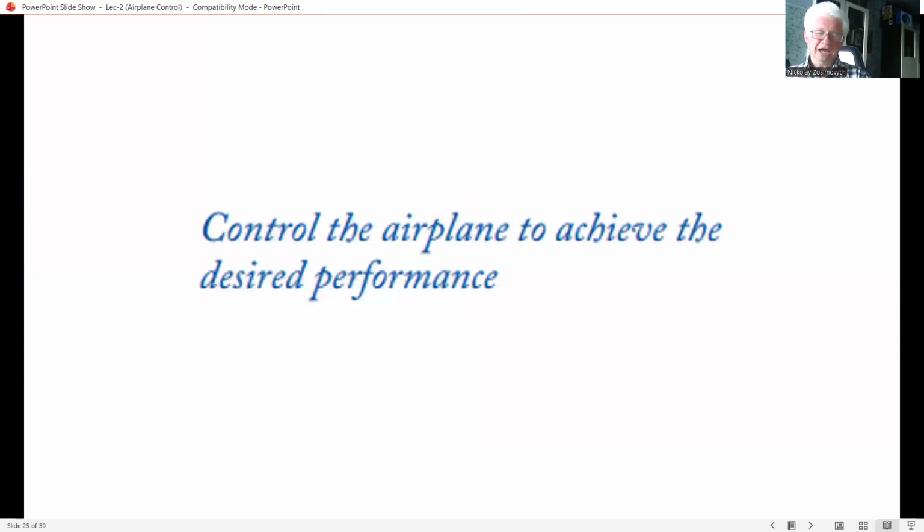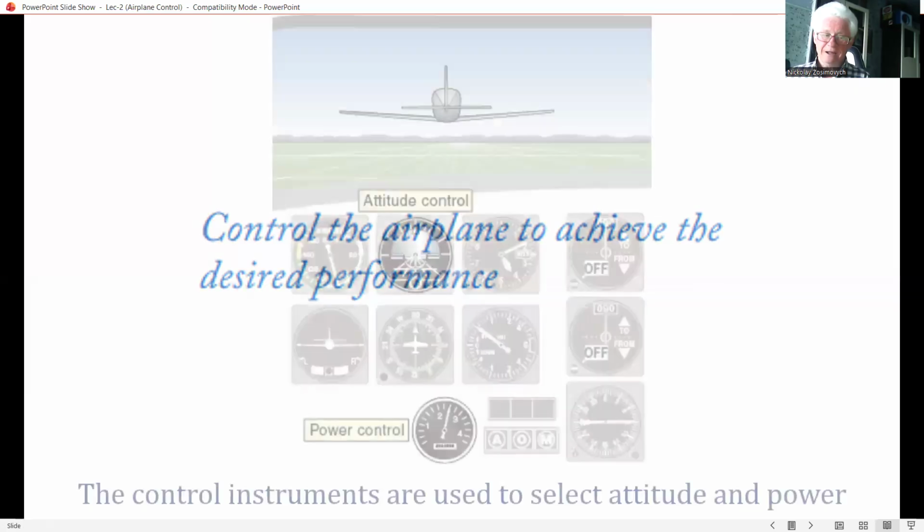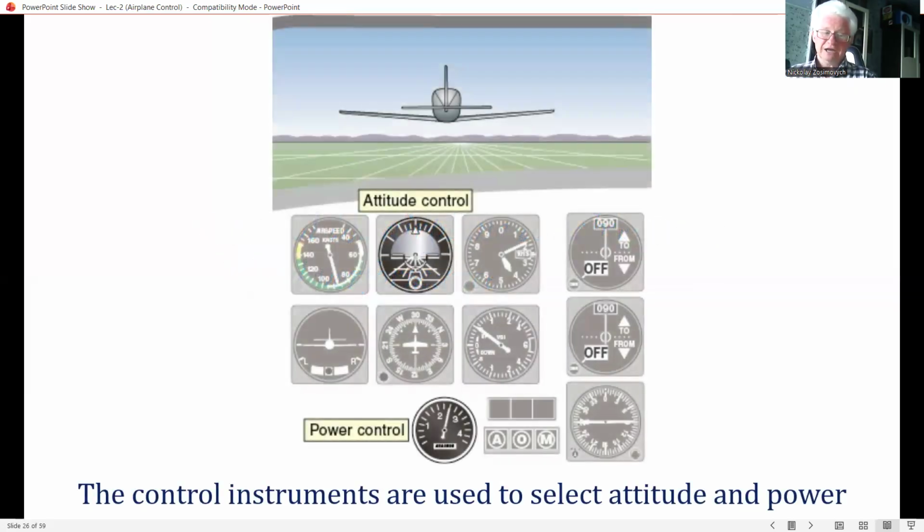The attitude selected on the AI by means of the flight control and the power set on the power indicator by means of the throttle determines the performance of the airplane, and hence these two instruments are known as the control instruments. The attitude indicator is located centrally on the instrument panel, directly in front of the pilot, so that any changes in attitude can be readily seen.